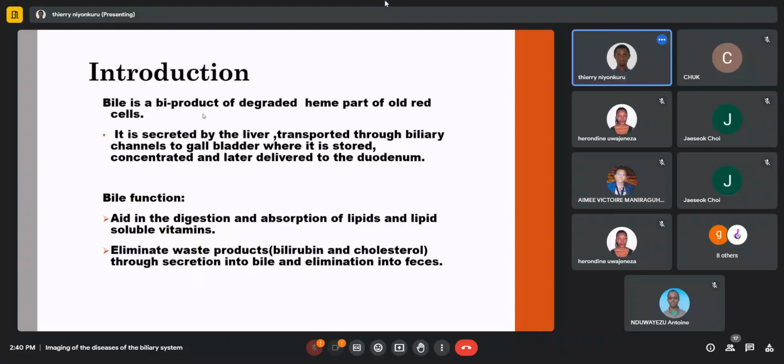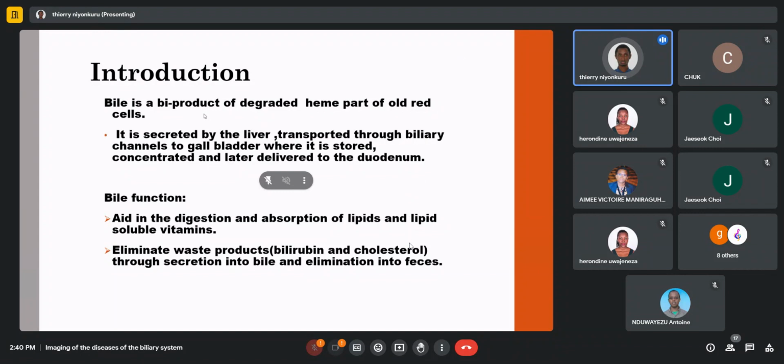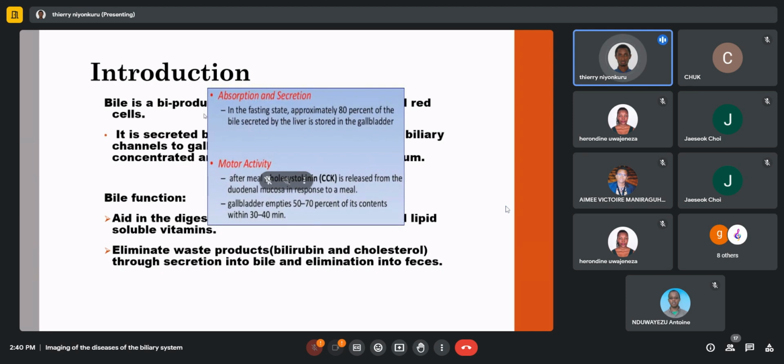Waste product, bilirubin, and cholesterol are eliminated through secretion into the bile and then in feces. As I was saying, it is stored in the gallbladder and released when the patient has taken a meal. After a meal, there is secretion of cholecystokinin, which is released from the duodenal mucosa in response to the meal. There is then release of bile from the gallbladder, and 50 to 70% of the gallbladder content will be eliminated in about 40 minutes.